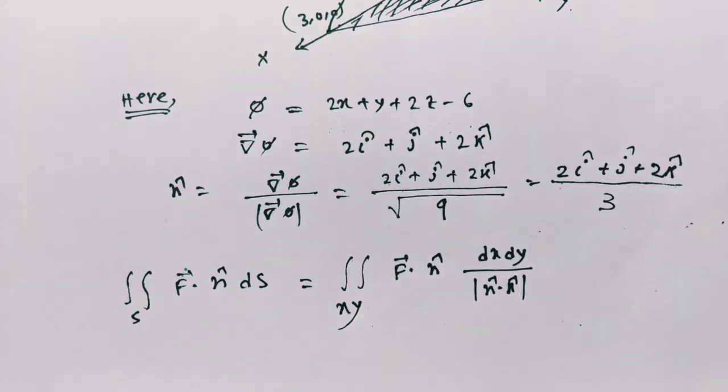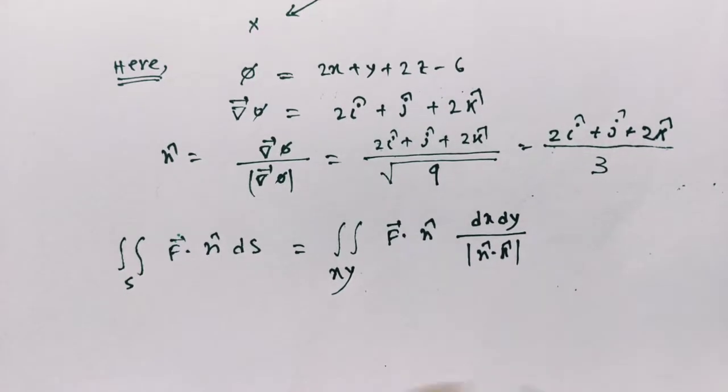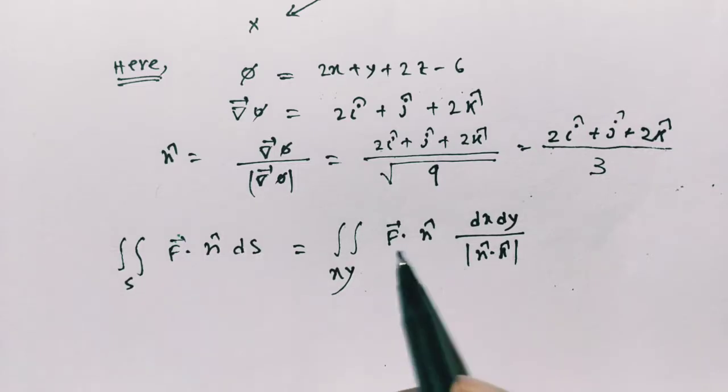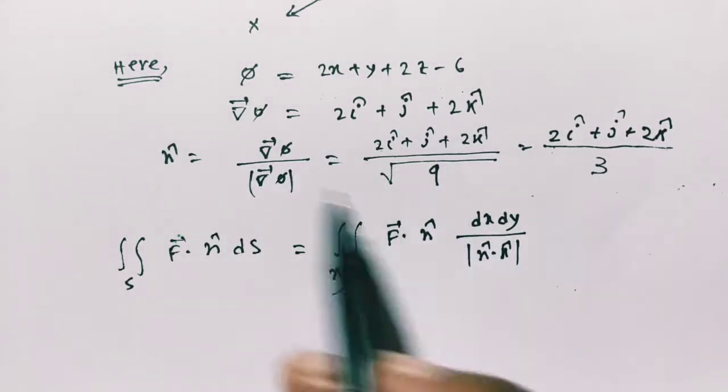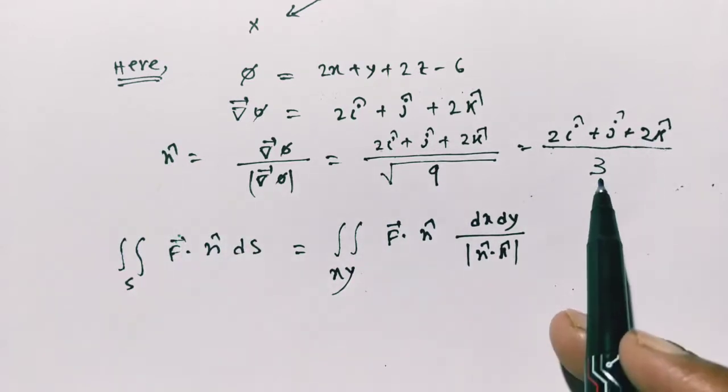Okay, now what will be F dot n hat and what will be n dot k? From this expression we can easily find out that n dot k is nothing but 2 divided by 3.